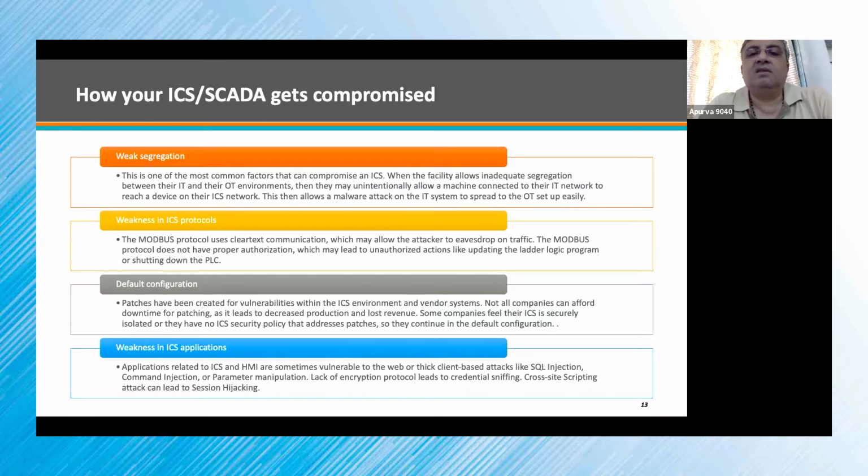So, a man in the middle attack can happen. The attacker will eavesdrop on your traffic. They can look into what is happening in your system, which may lead to unauthorized access and then updating of your system. So they can take control of the system. They can make configuration changes. They can shut down the system. They can slow down the system. They can do all the things that an administrator, a SCADA administrator, can do. So that's the weakest part in the ICS.